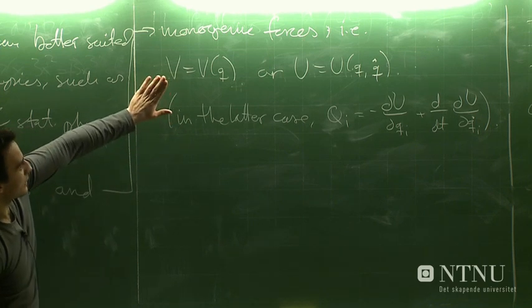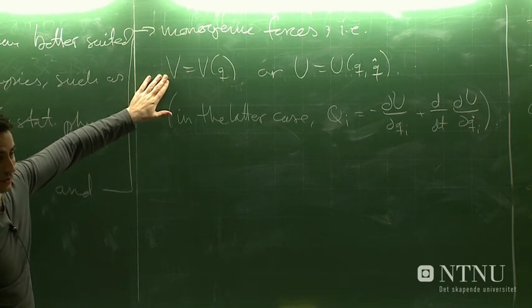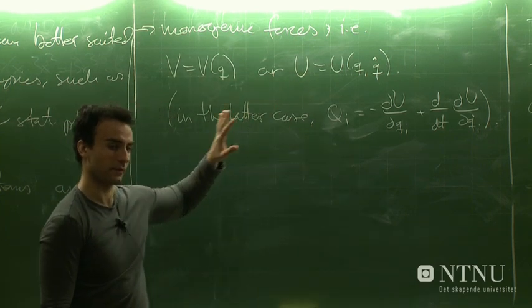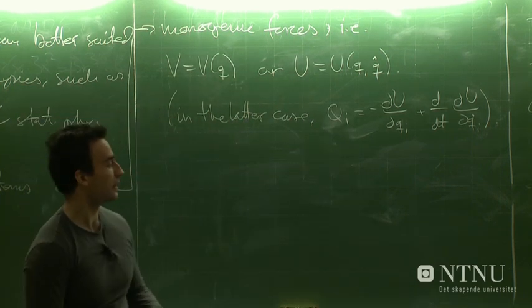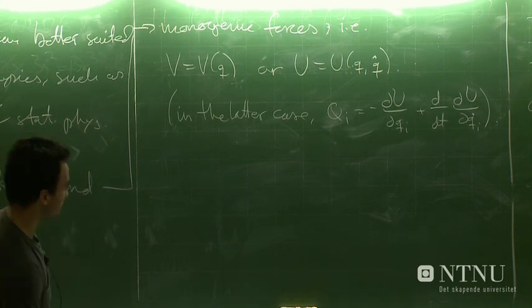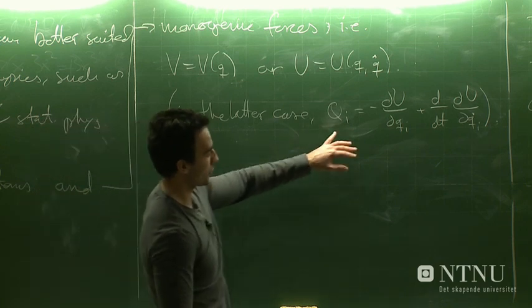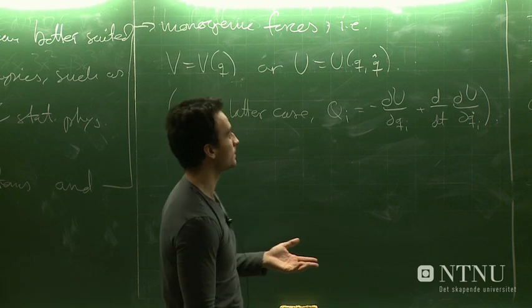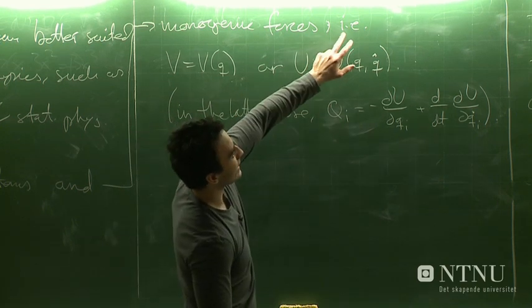Namely, our standard potential, which only depends on position, and a velocity-dependent potential, which we introduced in relation to the particle in an electromagnetic field. In which case, a generalized force would have to be written in this way for the Lagrange equations to remain the same. IE here means in effect.